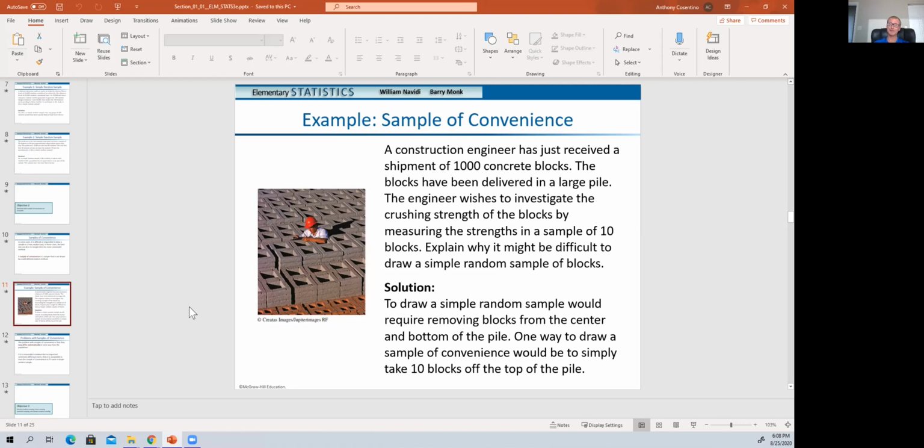Obviously, the convenience sample would be to take the ones on the top, closest to them. To be honest with you, if I was the engineer doing this, that's probably what I would do. If I found a problem, then maybe I would expand the sampling and try to make it a little bit better. But in this case, a convenience sample actually would be quite nice.